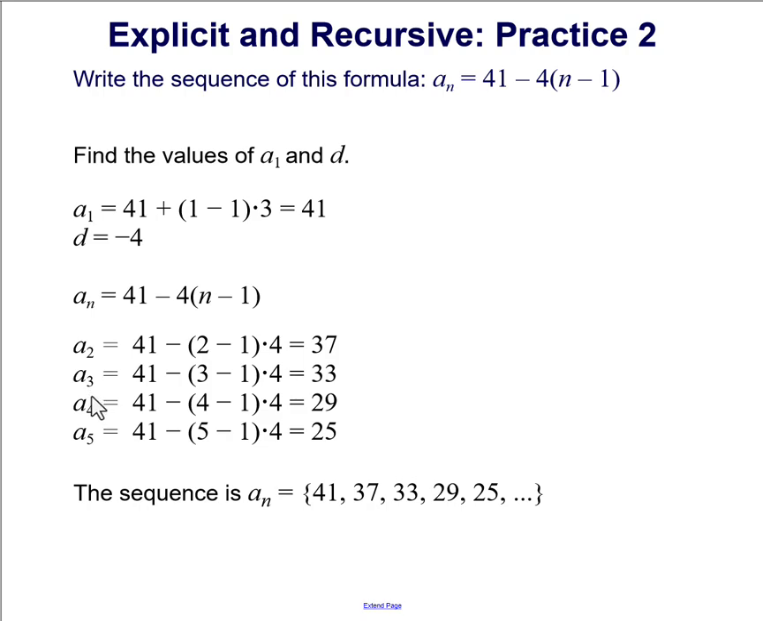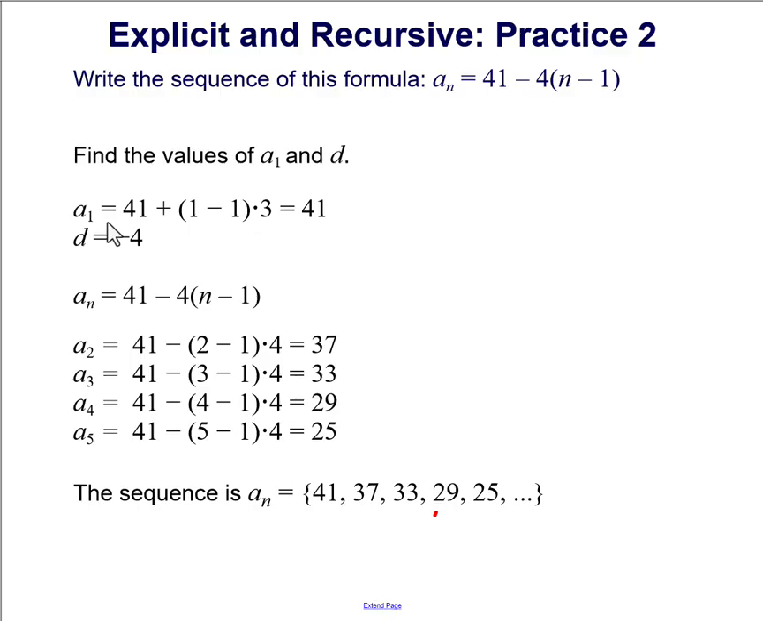Then we replace n with 3, both here and here, and we find that the third term is equal to 33. Next, we're going to replace n with 4, here and here. Completing the arithmetic, we find out that the fourth term is 29. And finally, when n is equal to 5, we replace n with 5 here and here. Completing the arithmetic, we find that the fifth term is equal to 25. So the first 5 terms of the sequence are 41, 37, 33, 29, and 25.